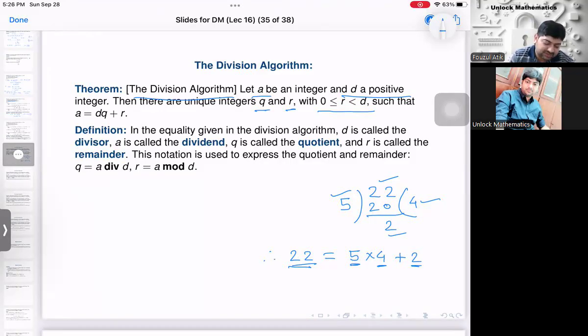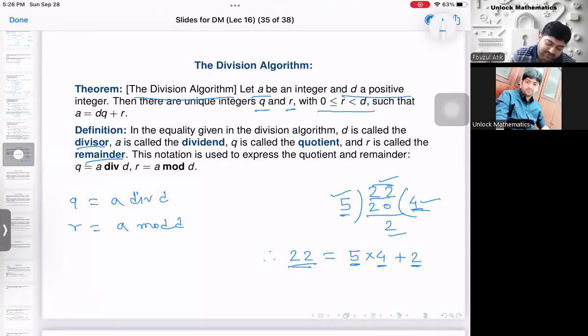And in the inequality given in the division algorithm, d is called the divisor. A is called the dividend, q is called the quotient, and r is called the remainder. All of us know it. Here is a new notation we have learned: quotient and remainder you can write as quotient is equal to a div d, and remainder is equal to a mod d.